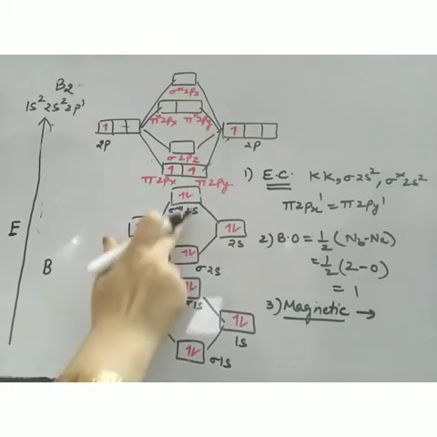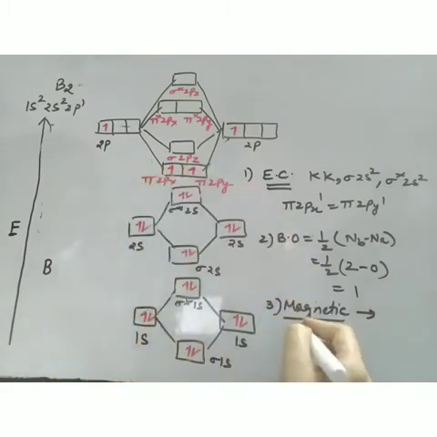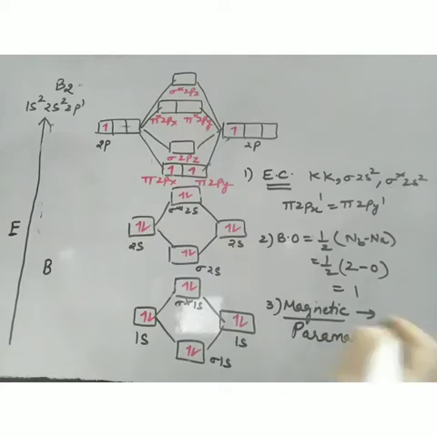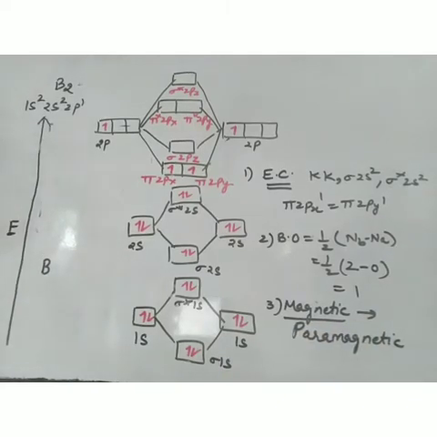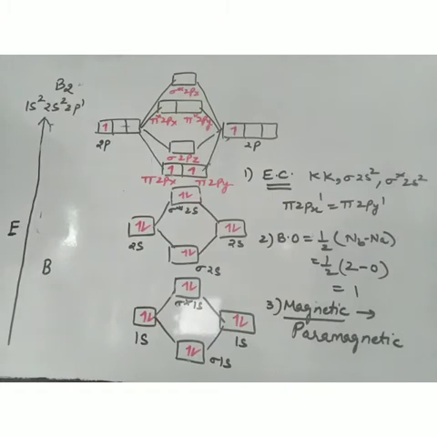And now magnetic nature. Now these are filled, paired, but these 2 are unpaired. So the molecule is paramagnetic. Okay. So this is the energy level diagram for B2 molecule.